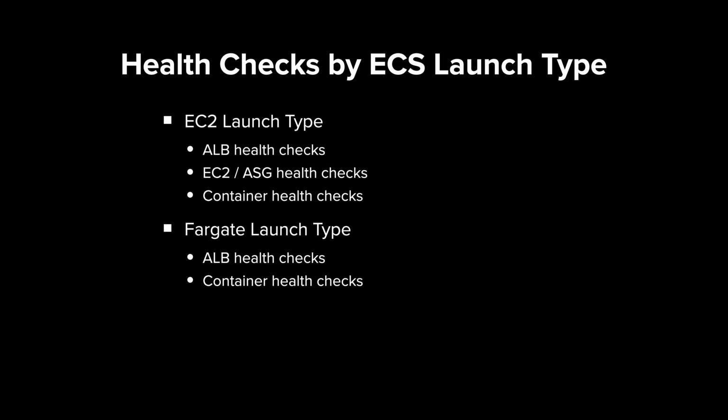Health check behavior in ECS depends on the launch type. EC2 and Fargate use the same container and load balancer health checks, but only EC2 includes underlying instance health checks. Now let's take a closer look at ALB health checks. These checks operate at the application level, independently of ECS, and determine which targets should receive traffic.